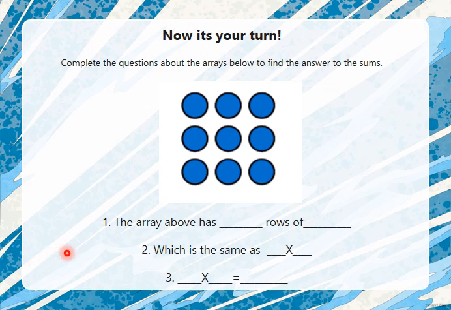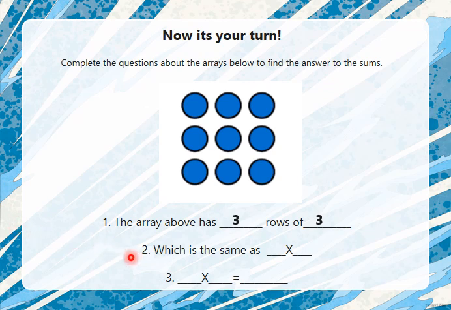Let's have a look. So our first question asked to find out how many rows we have in our array. We came up with the answer of 3 rows of 3. 1, 2, 3. 1, 2, 3.